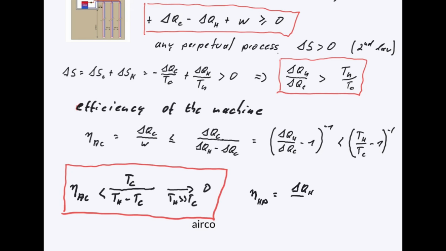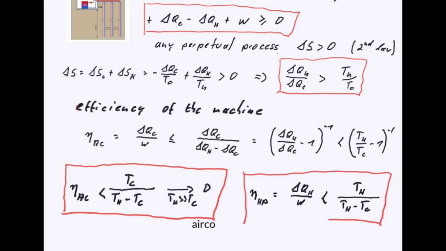There, the efficiency of the heat pump, eta HP, is given by the ratio of the amount of heat that is pumped into the hot room divided by the electrical energy. And we again find this is given by the ratio of the temperature in the hot room divided by the difference temperature between inside and outside. Again, going to 0 if the difference is too high.